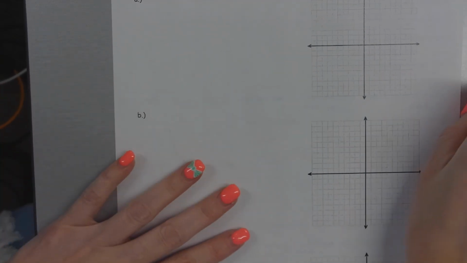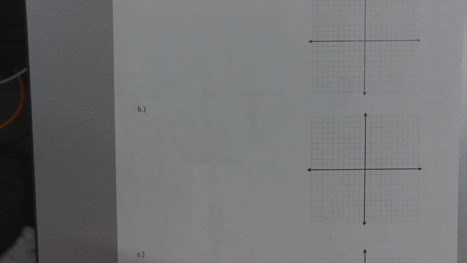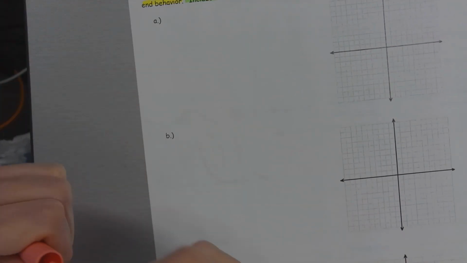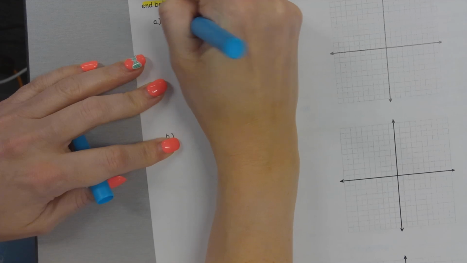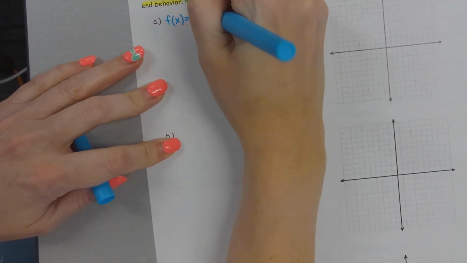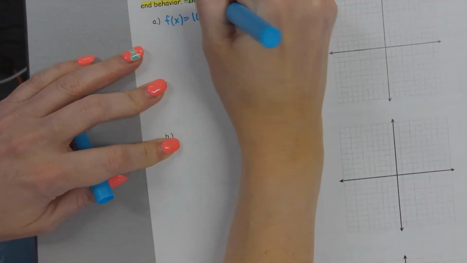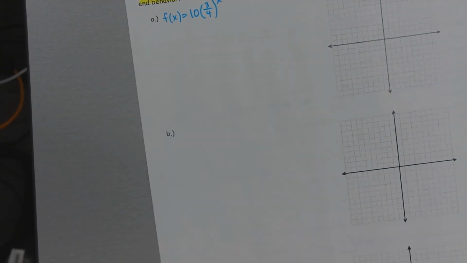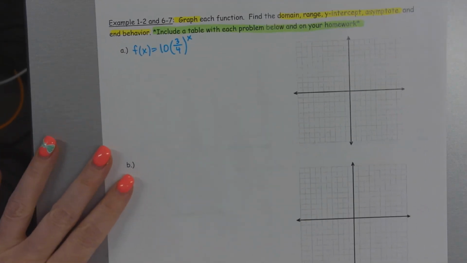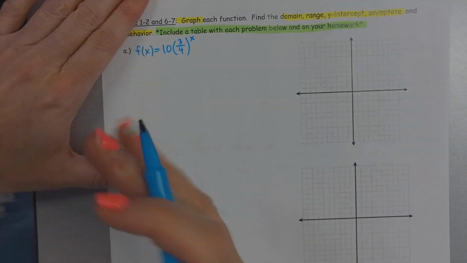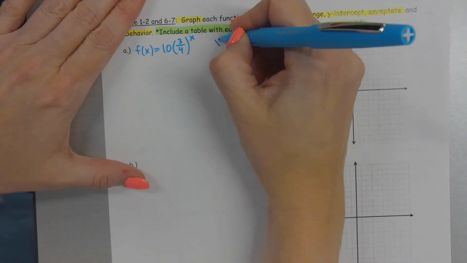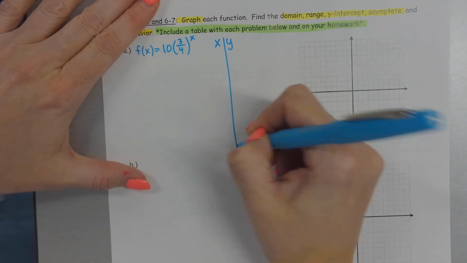Okay? So we are going to be doing that here, but I'm also going to let you use your graphing calculator. Okay, so for A, you have f of x equals 10 times 3/4 to the x. Okay, and I want you to have at least 5 on your table that you've written down.